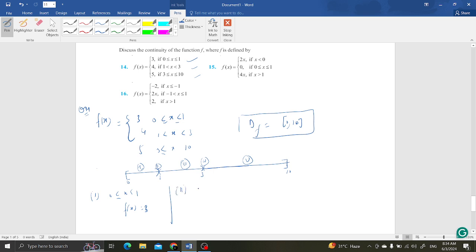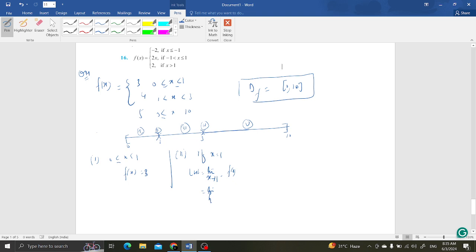Now if x is equal to 1, for x equal to 1, the left hand side is defined by 3, the right hand side by 4. So we can observe quickly that LHL equals the limit as x tends to 1 negative of f of x, which is the limit as h tends to 0 of f of 1 minus h, and here we are getting 3 directly. So LHL is 3.